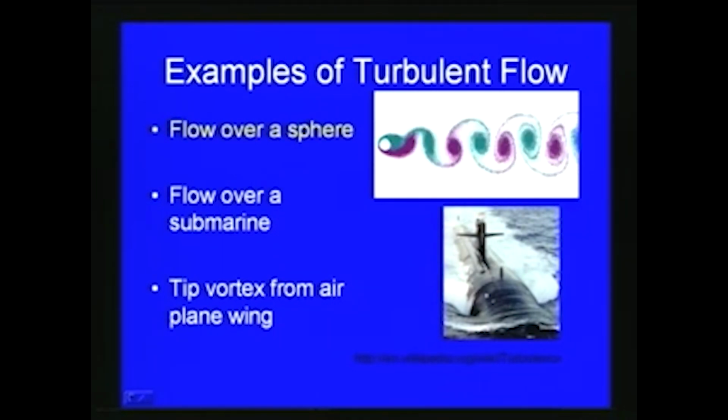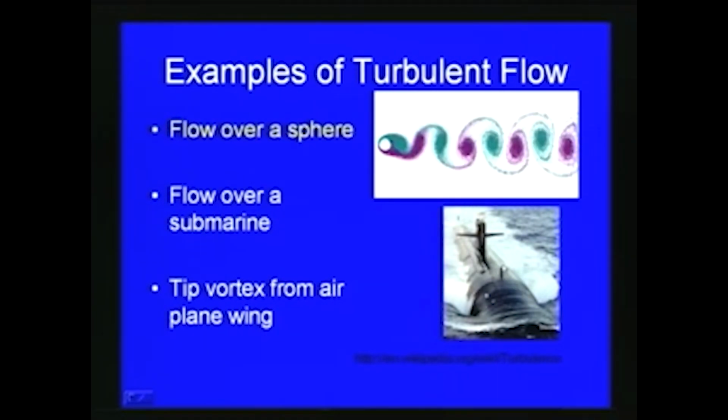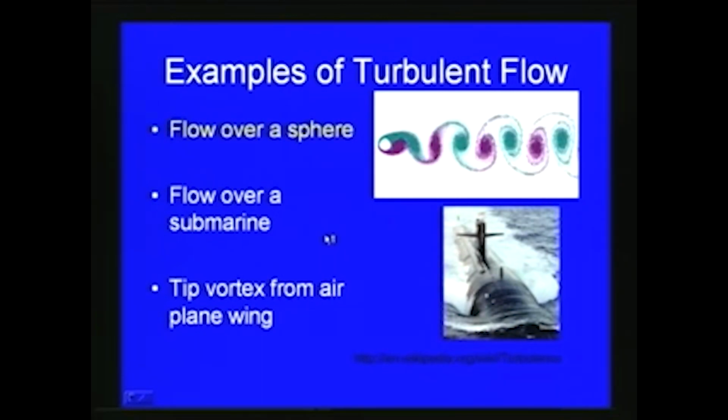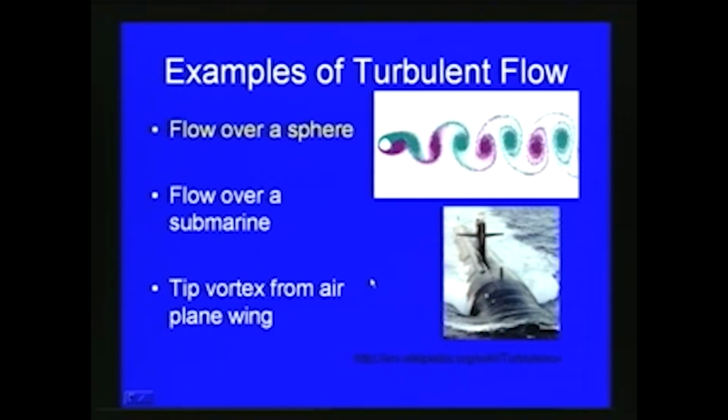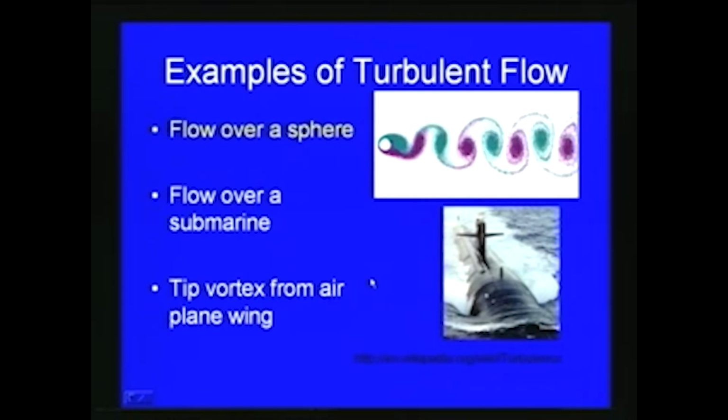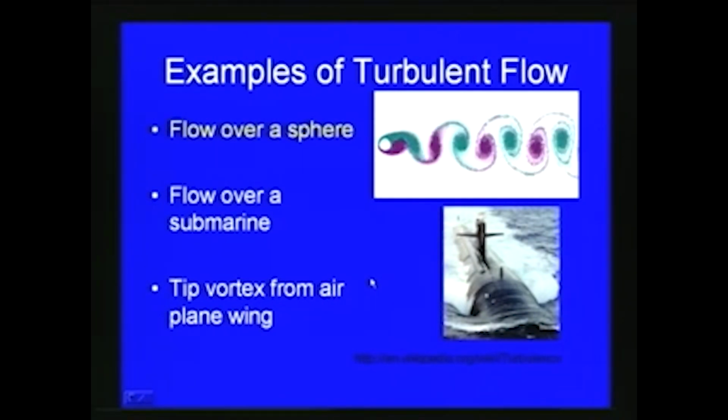Here you can see a submarine and how much turbulence is created surrounding it. These figures are taken from the website shown here. Especially when an aeroplane is flying, the tip vortex from the airplane wing is also a turbulent flow. Like this we can have a number of examples of turbulent flow, and turbulent flow is a very complex flow compared to laminar flow.